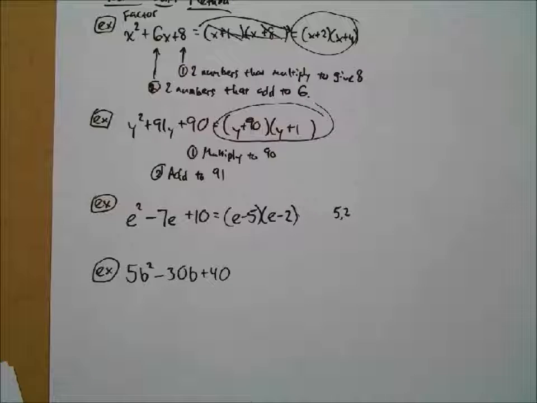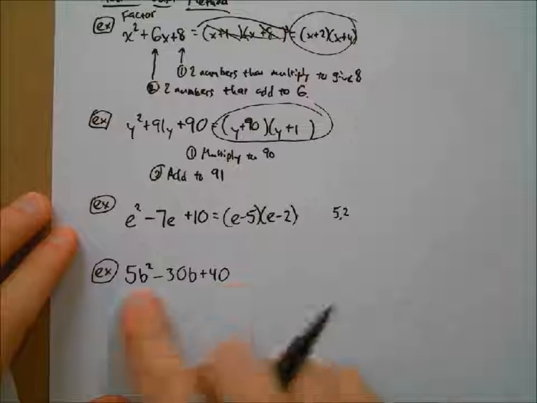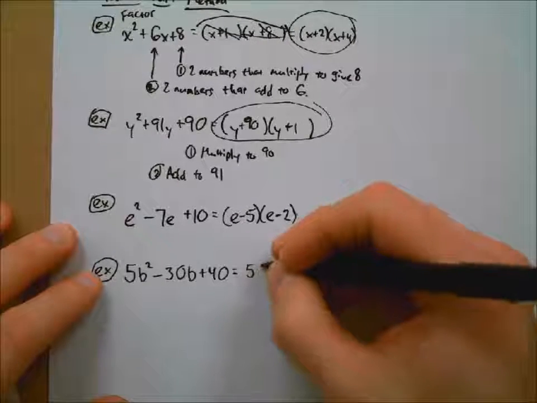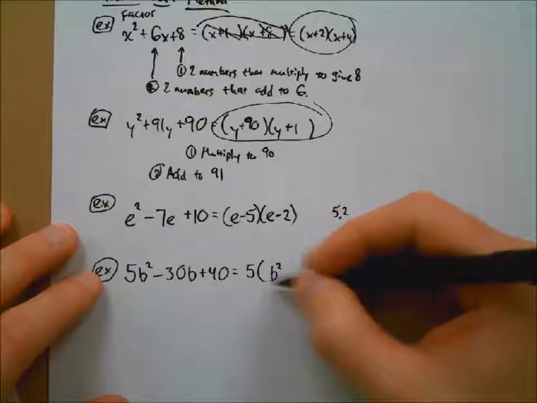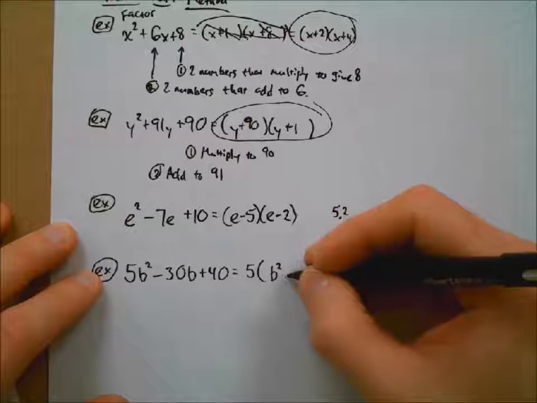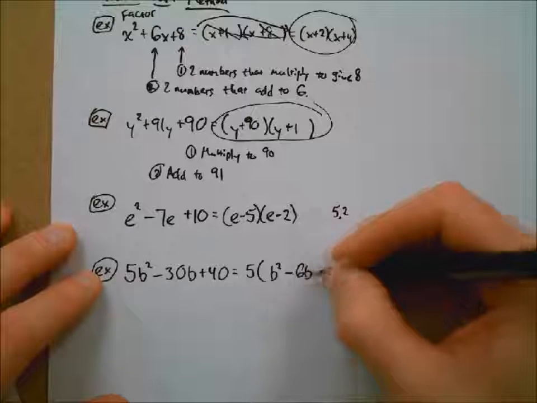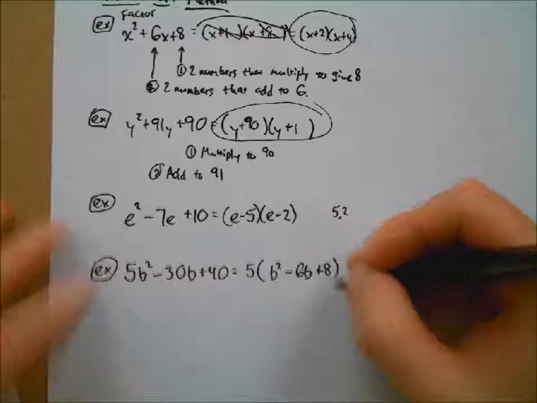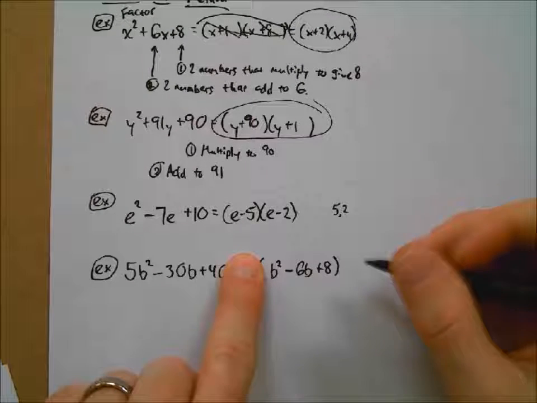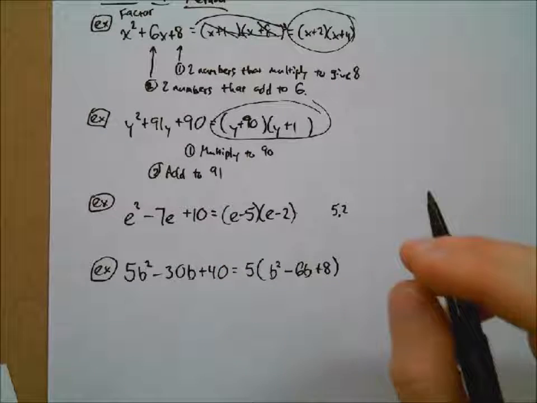Ah, yes, right. So in this case, remember our directions were just to factor. So we have a GCF here. Very good. So let's factor out that GCF. Let's take that 5 out. And now we have b squared, and our lead coefficient for that b squared term is just 1. That leaves us with minus 6b and then plus 8. And so now when we go to factor this, we can focus not on the 5, but on b squared minus 6b plus 8.